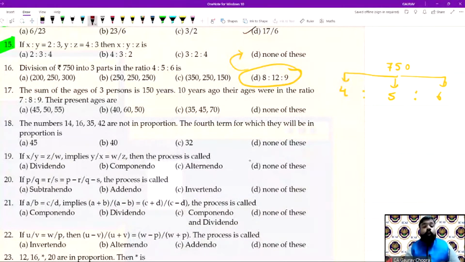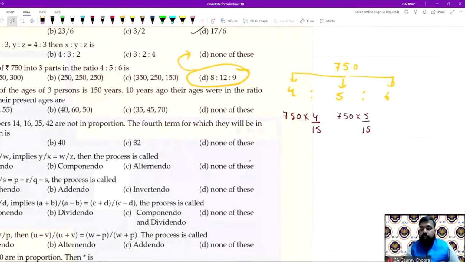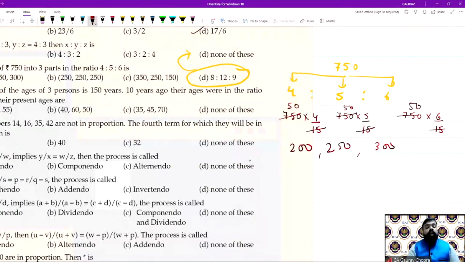Now, what is the total? 4 plus 5 plus 6 is 15. So 750 multiplied by 4 by 15. Then the second term will be 750 into 5 by 15. And the third one will be 750 into 6 by 15. So what is the result? 50 into 4, 200. 50 into 5, 250. And 50 into 6 is 300. So in this way, we have divided 750 into 3 parts in the ratio of 4, 5, and 6. Yes, this is the correct answer.